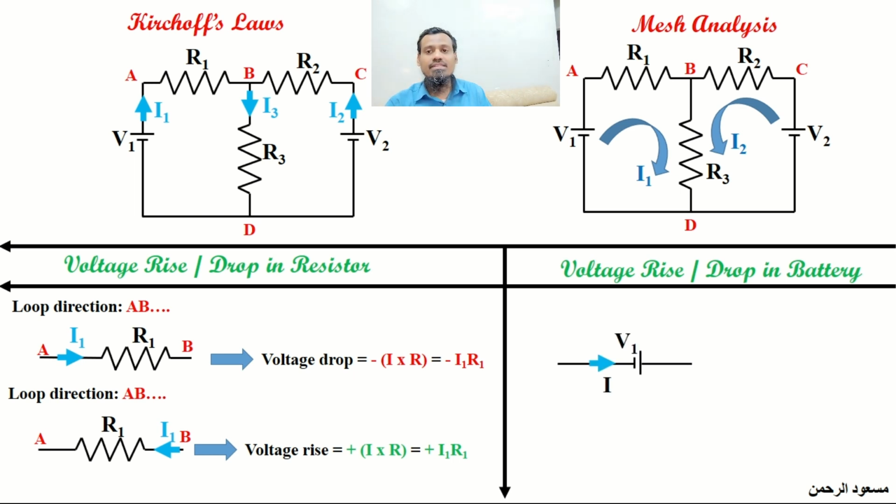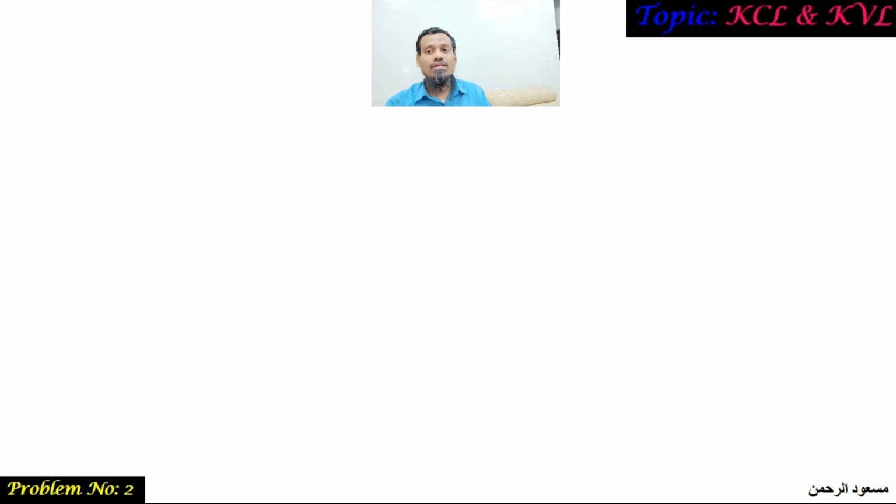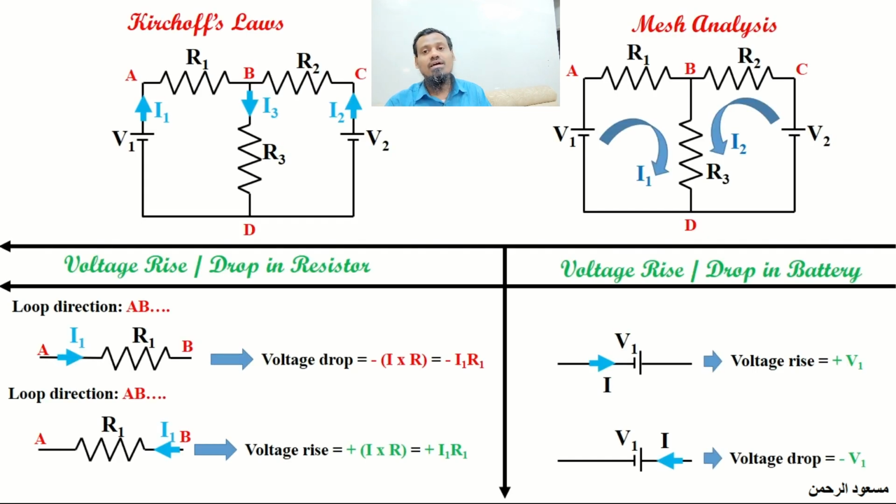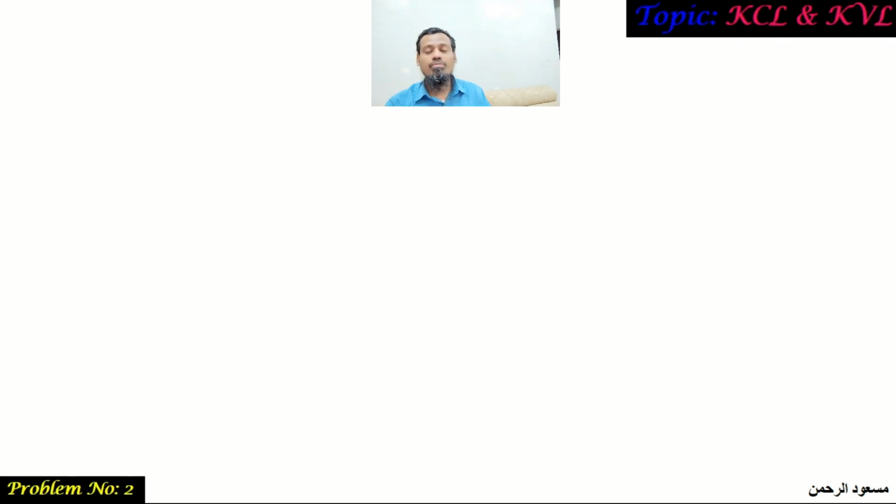If the battery is in this case and the assumed current is in this direction, which is internally minus to plus, it is called voltage rise. Whereas if, according to the assumed current direction, the current goes internally through the battery from positive to negative, we have assumed it to be a potential drop. So with these four cases of potential rise and drop, today we are going to solve another problem.